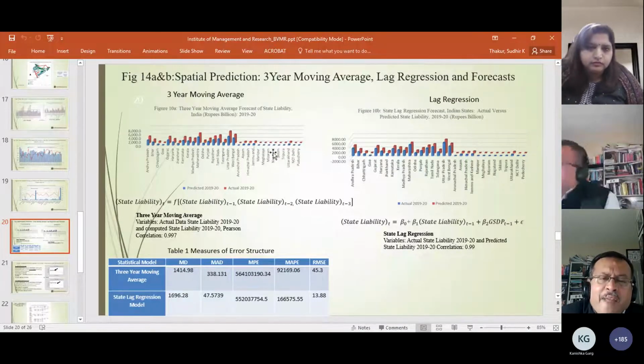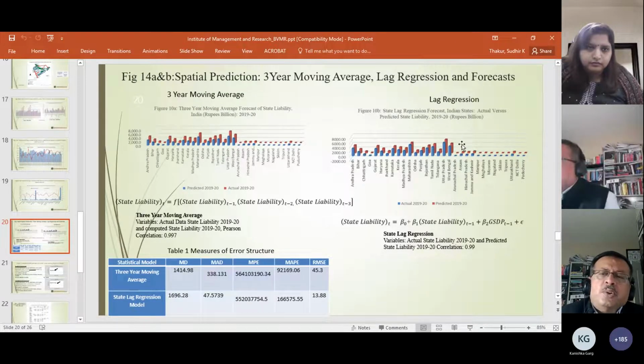And then that predicted state liability is compared to the actual, and it is reported here. And so it's very close. A correlation of 0.99 suggests that the actual and predicted are very close. And if you look at the figure here, it shows that the actual and predicted are pretty close.